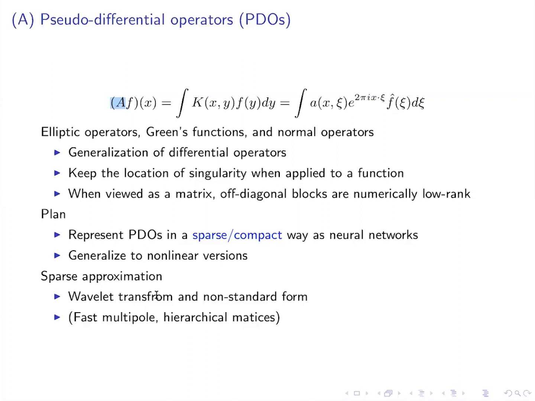There are two ways. In my group, we have explored two different ways to perform this representation. Today I'm going to talk about one of them, which is based on the wavelet transform, and it's something called a non-standard form. There's another way based on fast multipole methods and hierarchical matrices. But if you're interested, we can talk about that during the questions or offline.